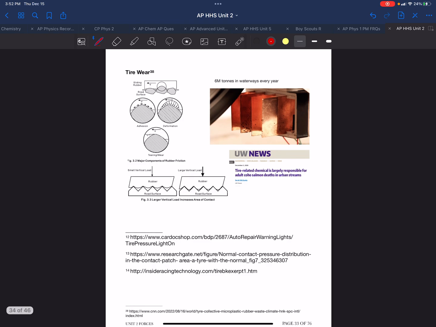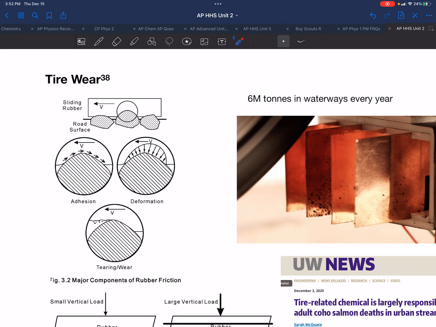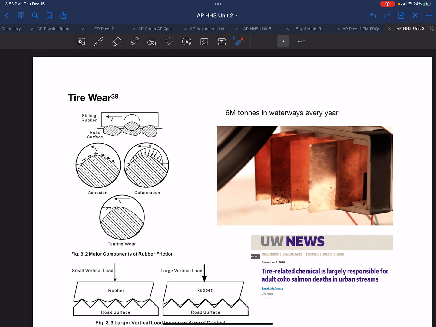Now we can talk a little bit about tire wear. There's a lot of information on this page, but we'll look up here first. This depicts a tire, and as it goes over a surface, the rubber flexes like so. And if you look at this blow-up area here, there's different levels of force that are applied on the tire, and the tire is deformed. But what that causes is wear on the tire, or an ablation of the tire. So the tire ablates and gets rid of these tiny little particles.